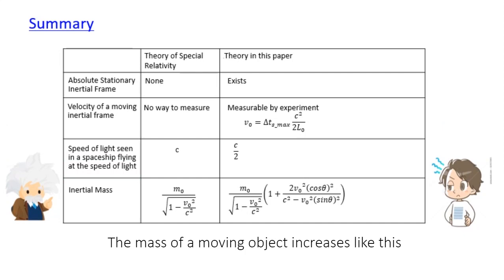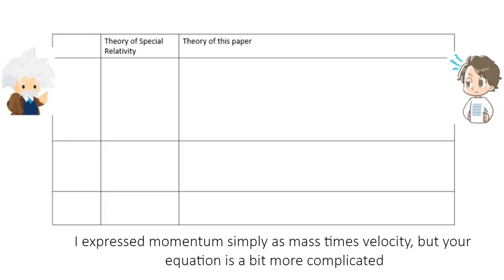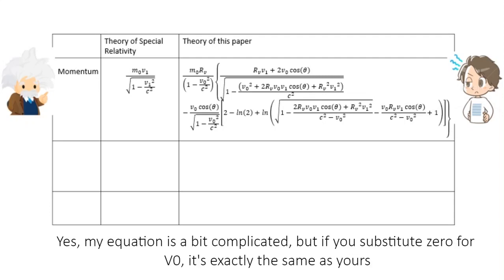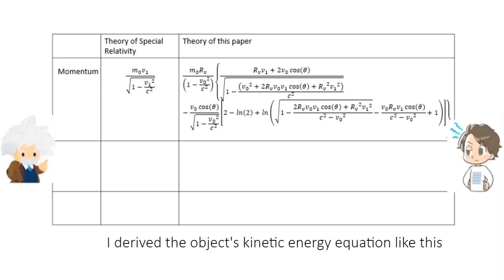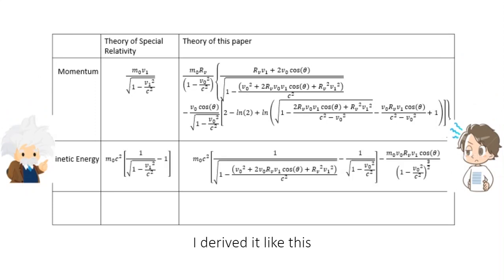The mass of a moving object increases like this. I agree. The mass of a moving object increases. However, I think it depends a bit on the direction. In my paper, I used a unique method to derive the mass increase. I expressed momentum simply as mass times velocity, but your equation is a bit more complicated. Yes, my equation is a bit complicated, but if you substitute 0 for v0, it's exactly the same as yours. I derived the object's kinetic energy equation like this. I derived it like this.